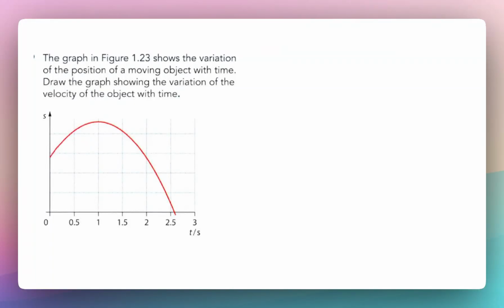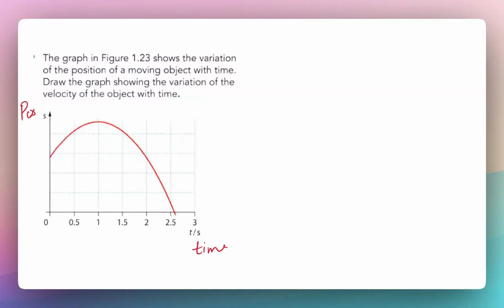One of the key skills you need in the exam is to translate one kind of motion graph to another graph. So let's look at this question where we have to translate the position time graph to the velocity time graph. The question says a graph in the figure shows a position variation of a moving object. This means this is a position and time graph.